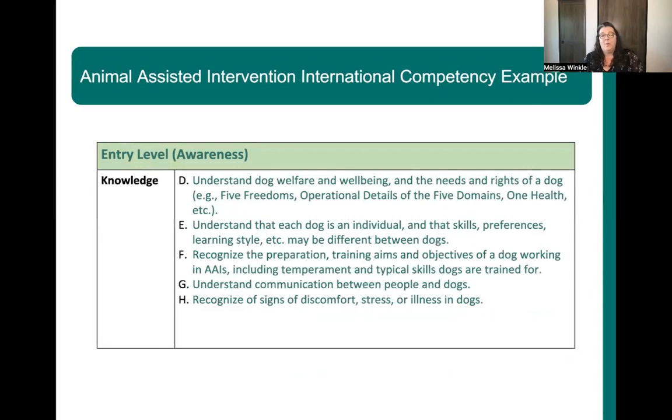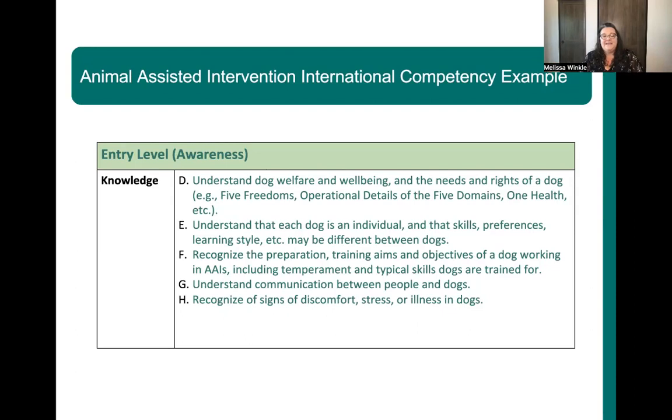They should understand dog welfare and well-being and the needs and rights of a dog, such as, we can start from the 5 freedoms, which really started with farm animals in food production, but at least there were some freedoms, and they have been extended to domestic animals and added to and changed names. And there are a lot of systems that you're going to learn about in this course about that. But we also look at the operational details of the 5 domains: health, welfare, etc.